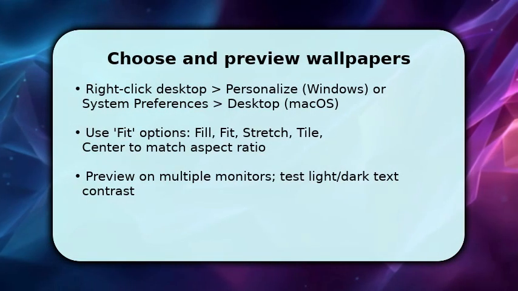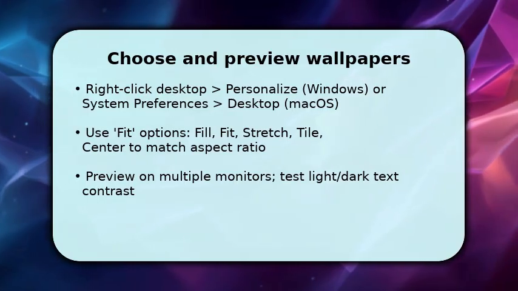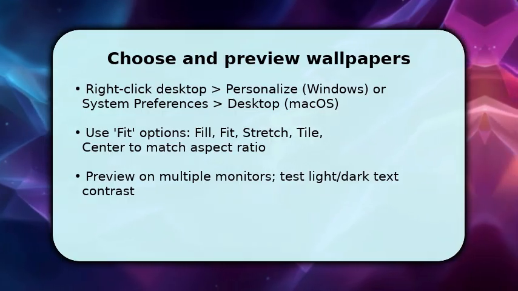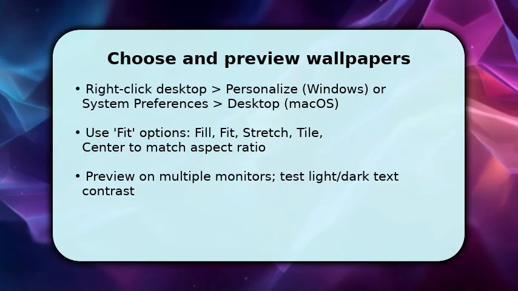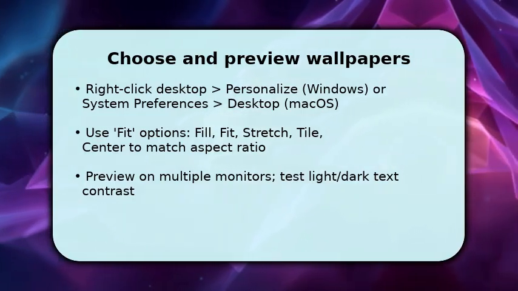You now test each candidate by opening the personalization controls and applying options one by one. Select an image and use Fit, Fill, or Center to see how it aligns with icons and taskbars. The why is simple. Aspect ratio and scaling affect composition and clarity.